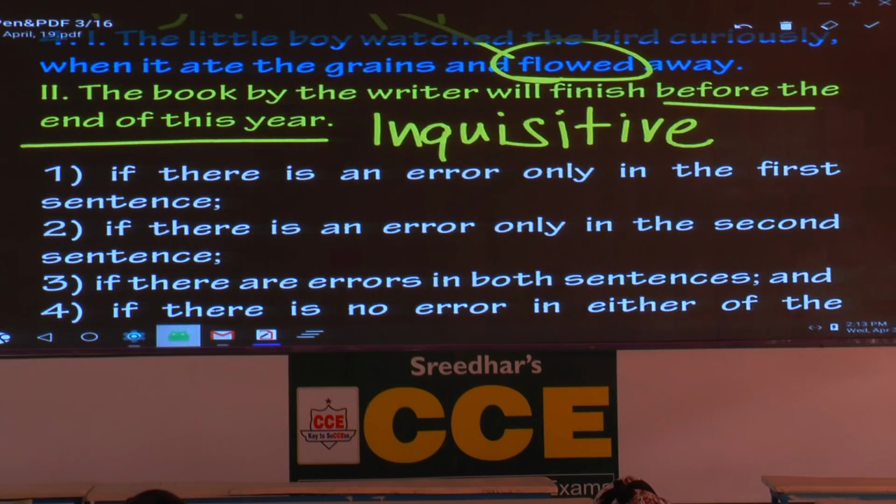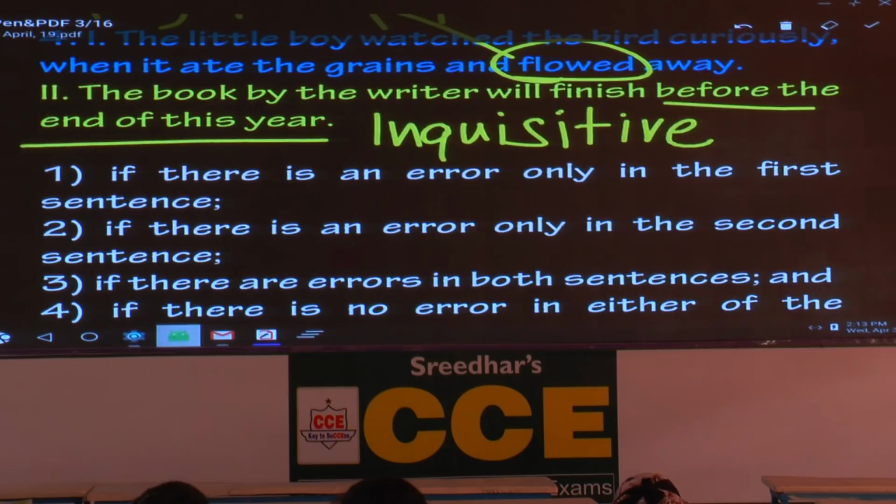Second possibility, based on the time phrase, the book by the writer will have finished or will have been finished. It has to be in passive voice, because it is not the doer, it is a receiver. So please write will have been finished. Which tense is that? Future perfect, active voice or passive voice? Passive voice. Please make a note. Future perfect, passive voice. I know a lot of students haven't learnt it yet. Just make a note.